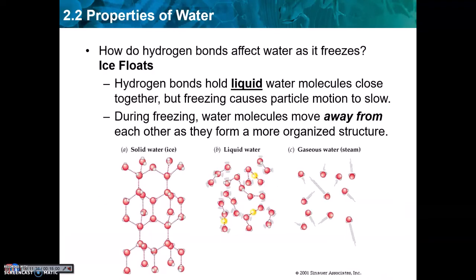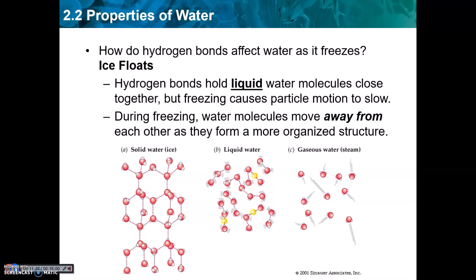So there's some additional properties of water that are going to be important for living things. And one of them is the idea that ice floats. And the floating of ice is really important if you happen to be an aquatic organism that lives in a cold area. That layer of ice will form at the surface, but it will leave the liquid water underneath.